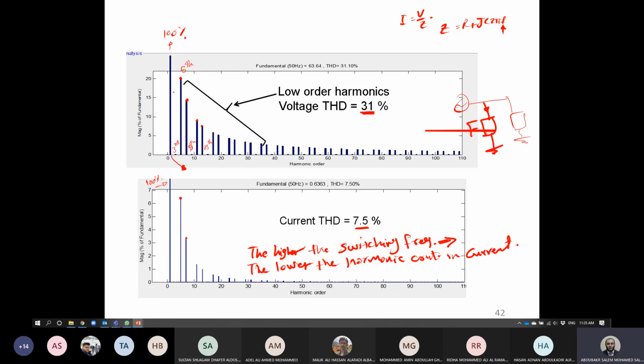And between these two harmonic orders, or between the fundamental and this value, there will not be any harmonic orders. What will happen to the current, Shabab? Is it going to be similar to 7.5? It will decrease. Why? Because the first highest component, which is 20, will appear at order number 50 instead of 5.